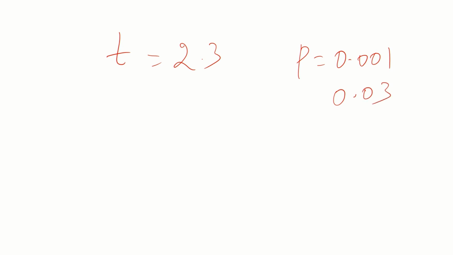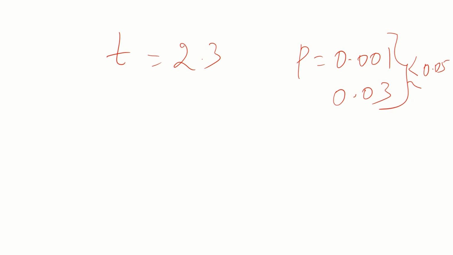Suppose you have calculated a t value, based on our previous example, of 2.3 something, and your p value is 0.001 or 0.03, like that. These values are less than or equal to 0.05; the p value is less than 0.05.